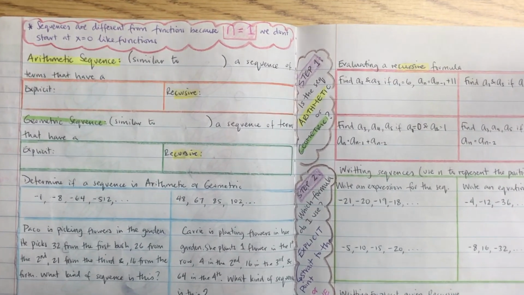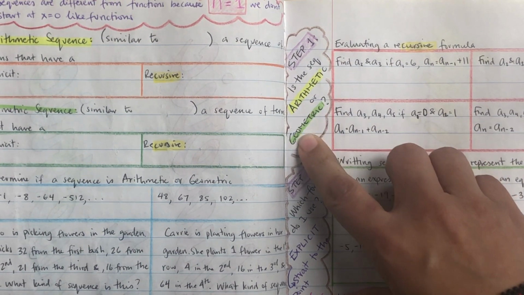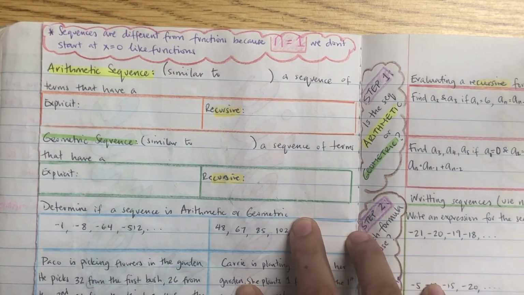All right, so let's take a look at this. It says the very first thing that you need to do is you need to know if it's arithmetic or geometric. All right, so we're going to talk about what arithmetic and geometric mean.